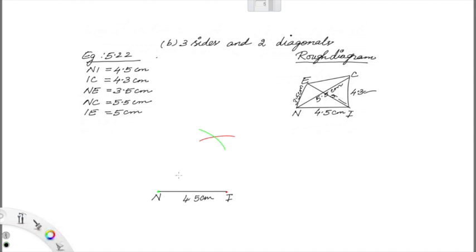And now name that vertex as C. Join N, C, I, C. Now write the measurements that you have taken. It is 4.3 centimeter, and this one is 5.5 centimeter. And now you see what is there, NE and EI is there, isn't it?